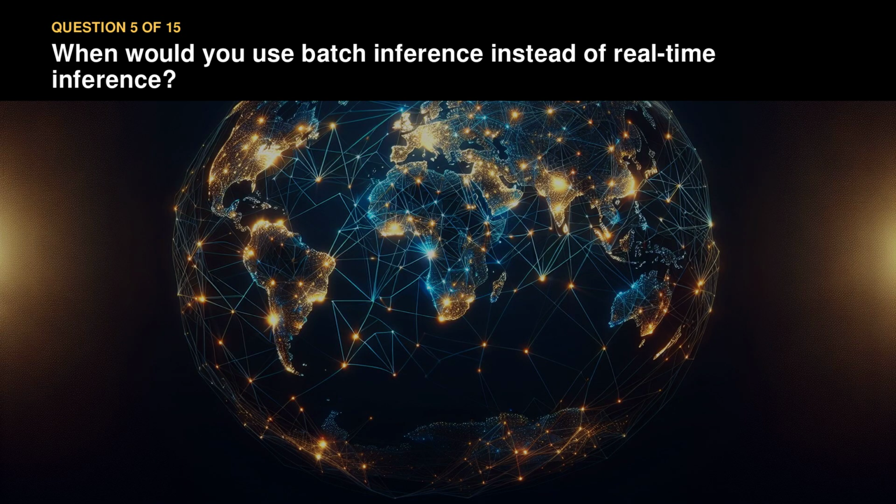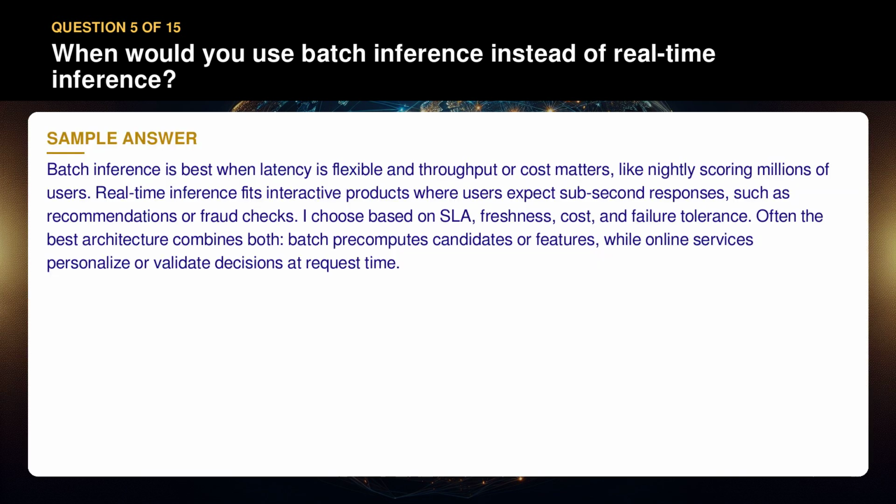Question 5. When would you use batch inference instead of real-time inference? Batch inference is best when latency is flexible and throughput or cost matters, like nightly scoring millions of users. Real-time inference fits interactive products where users expect sub-second responses, such as recommendations or fraud checks. I choose based on SLA, freshness, cost, and failure tolerance. Often the best architecture combines both.